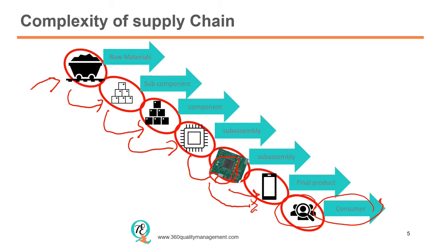You can see that in a smartphone, there will be maybe hundreds of thousands of components or parts inside, and these have to go through the entire supply chain before they can reach the final consumer. We will look at a more detailed smartphone supply chain in the next slide.